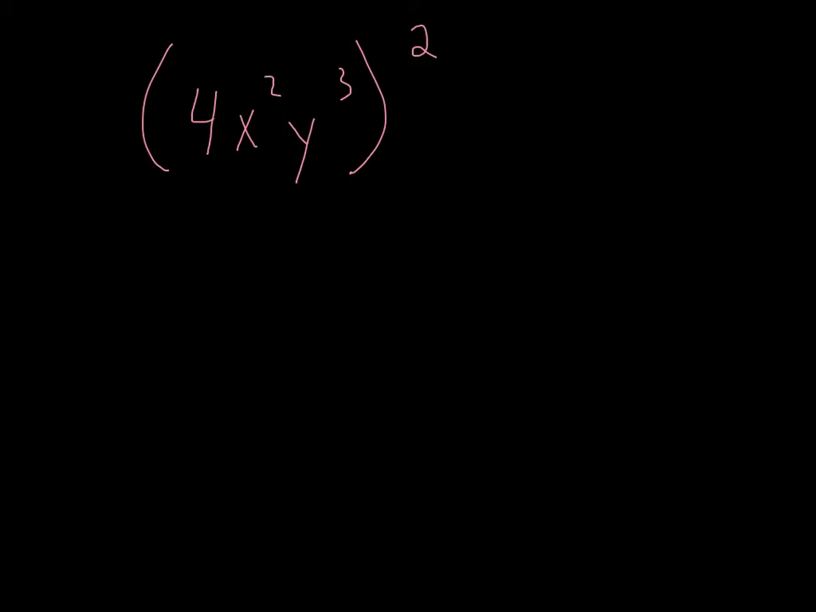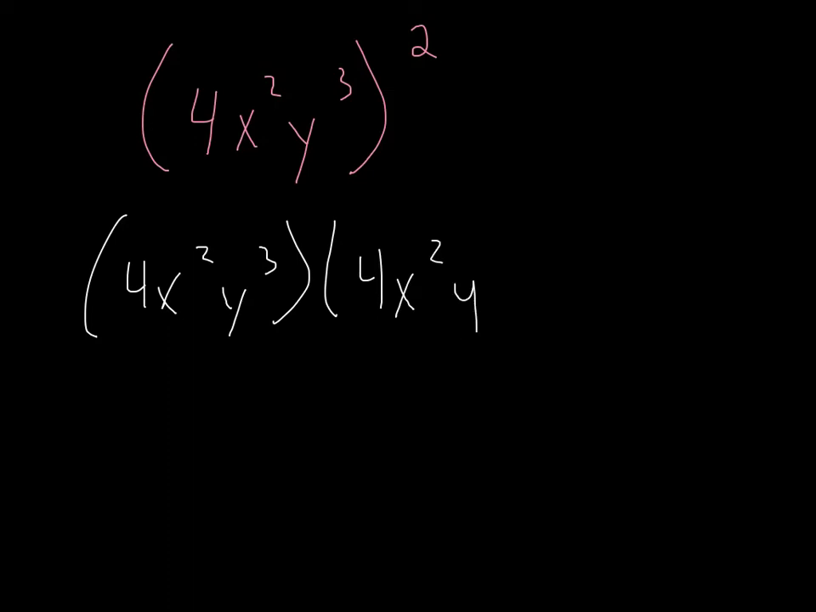Very similar problem, very similar idea. Might be, what if I had that expression, 4x squared y cubed, and I'm squaring the whole expression? Well, that would be the same thing as having 4x squared y cubed multiplied by 4x squared y cubed. And using the rule that we just identified, that would be 16 x to the 4th y to the 9th.